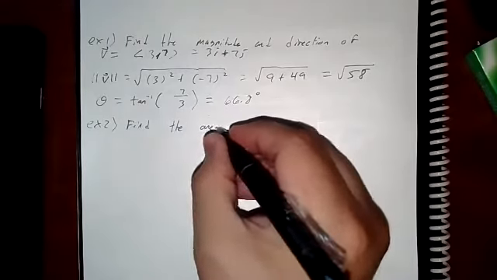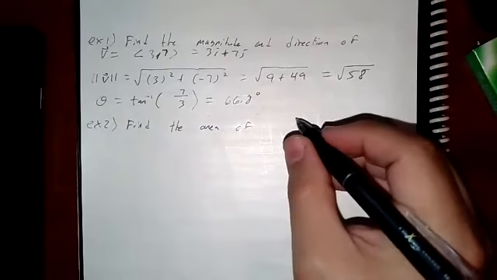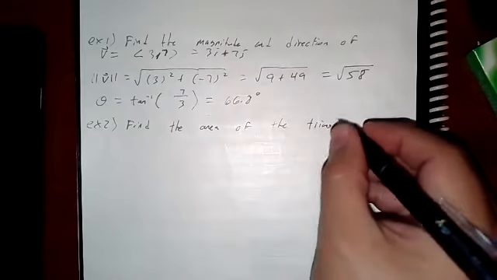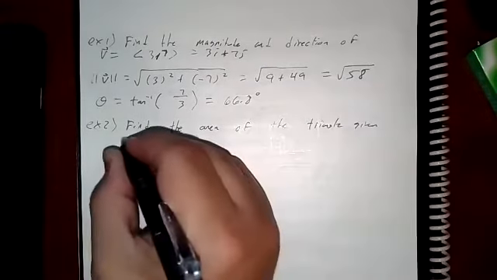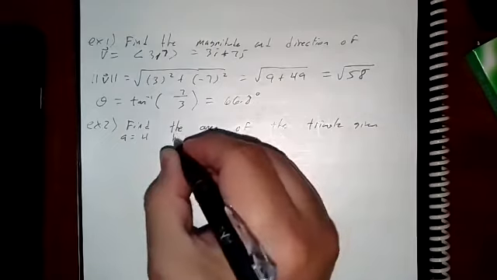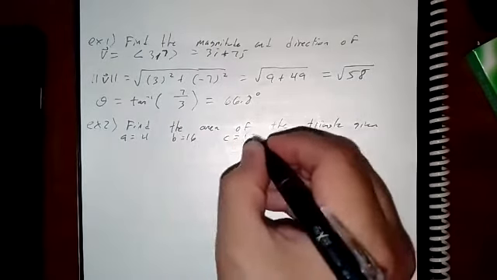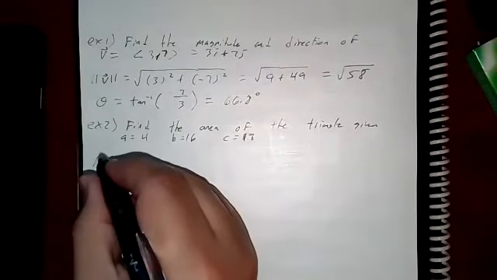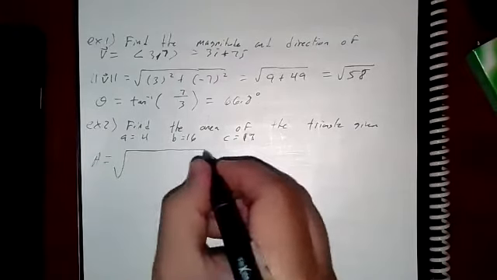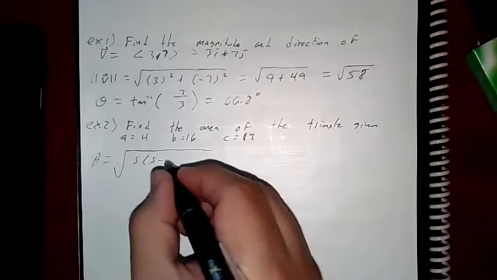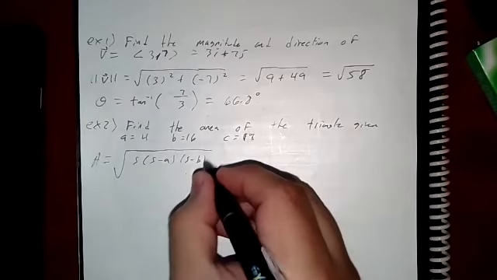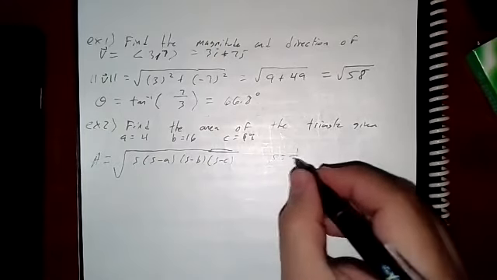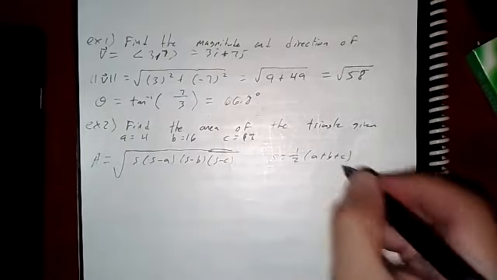Find the area of the triangle given a equal to 4, b equal to 16, and c equal to 17. The area formula, Heron's formula, is this: the square root of s times (s minus a) times (s minus b) times (s minus c), where s is equal to the sum of all the sides divided by 2.